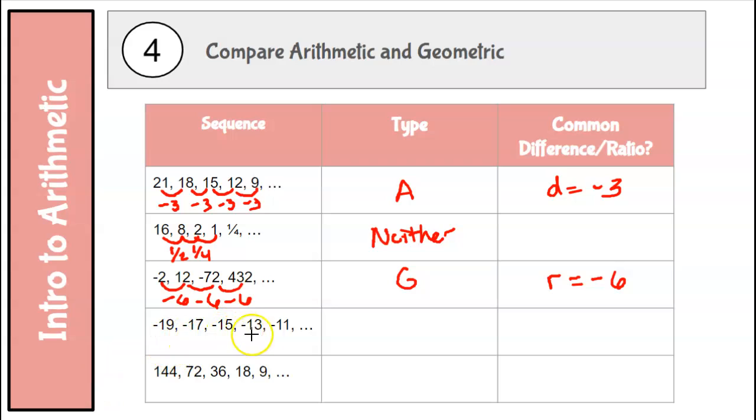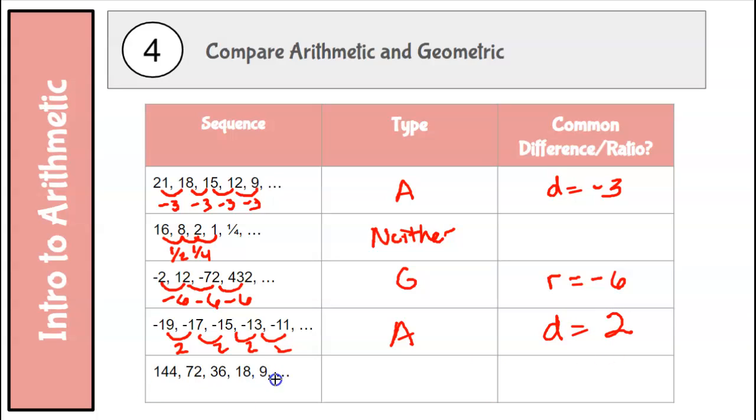This one looks the same. It's not changing very quickly, so I'm guessing it's arithmetic. So let me look at the difference here. That's a +2, +2, +2, +2. That's an arithmetic sequence with a common difference of 2.